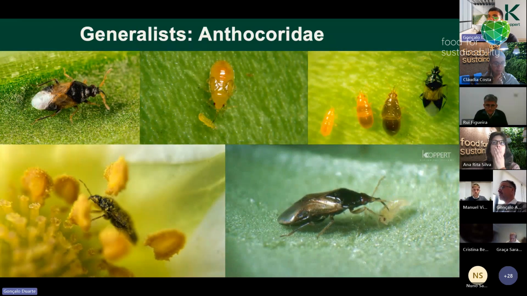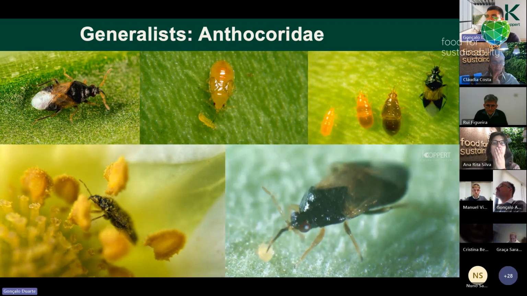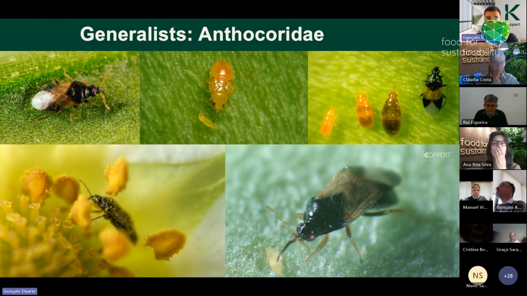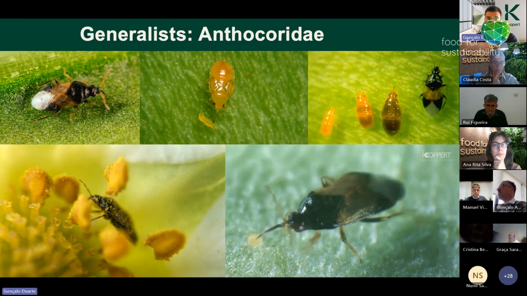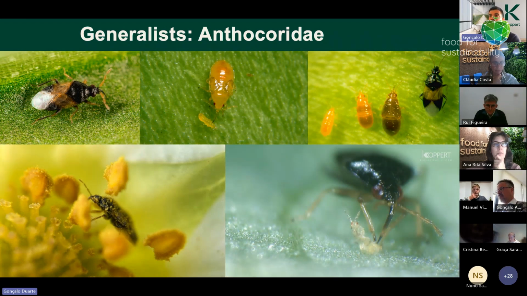Other generalists are the anthocorid bugs, which are also very versatile in terms of what they eat. This kind is Aureus, a species widely used on a great number of crops for thrips control, but they will also feed on other things like pollen, as you see on the left. So flower resources are key.